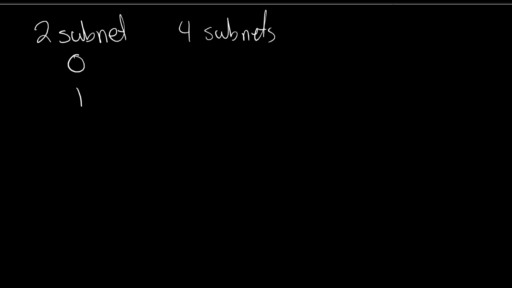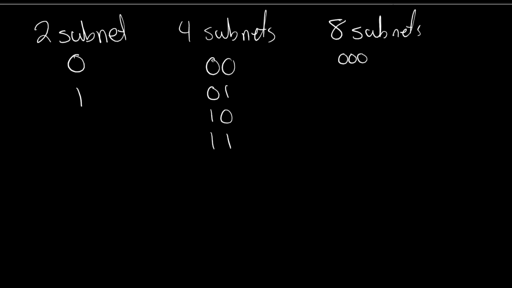So how do I say this? For 2 subnets, we need 1 binary bit to represent 0 and 1. For 4 subnets, we need 2 binary bits to represent 0 0, 0 1, 1 0, and 1 1, which is 0, 1, 2, 3 in binary. For 8 subnets, we need 3 bits, because we need 0 through 7. So here we need 0 base 10 to 3 base 10. Here we need 0 base 10 to 1 base 10.